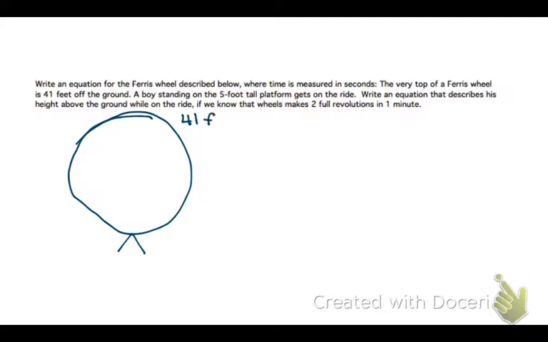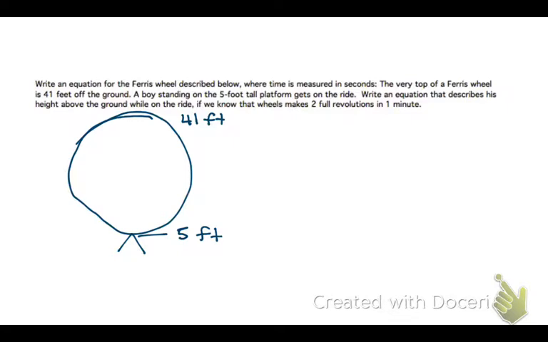So some important definitions. If we're going to write an equation for the Ferris wheel described below, where time is measured in seconds, the very top of the Ferris wheel is 41 feet off of the ground. So we can even start by sketching a Ferris wheel. It's not a great circle, but it's a circle. And so the very top is at 41 feet. He's getting on at a platform that is 5 feet tall.